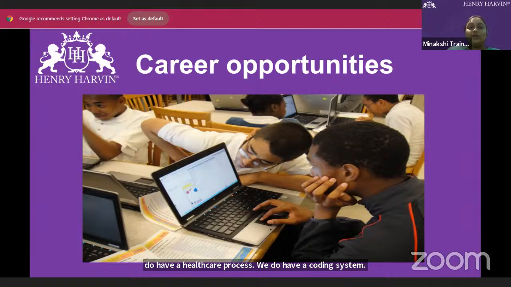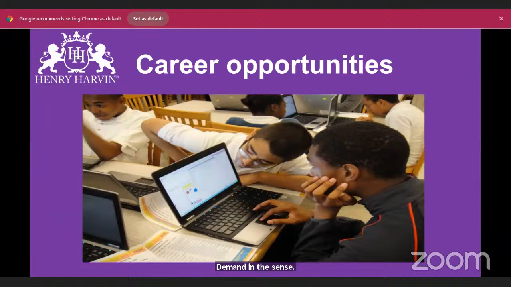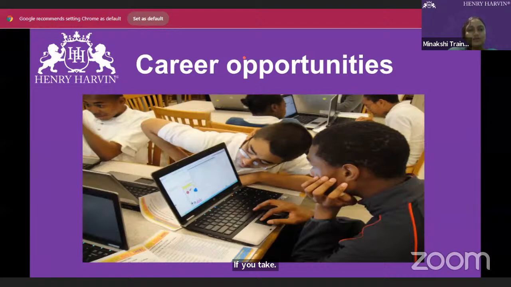Third thing, we look for demand. Suppose you are looking at any course, it should have a very good demand in the market. Demand in the sense, if you take any zone of this country, either north, south, east, west.